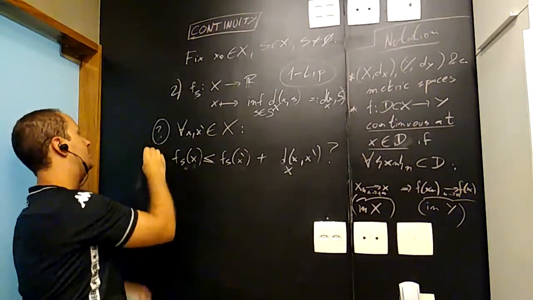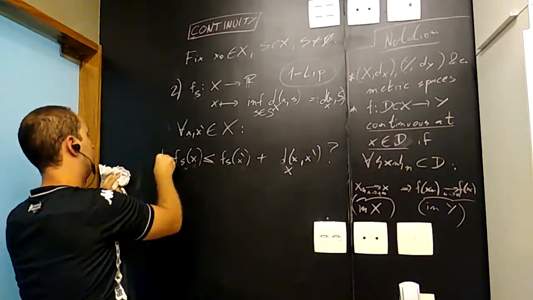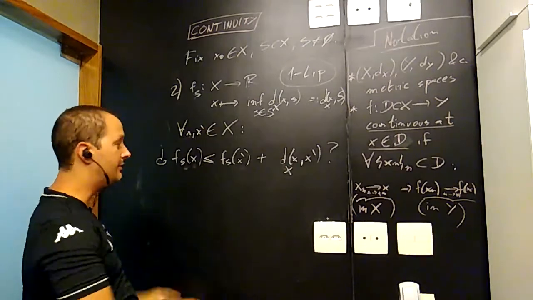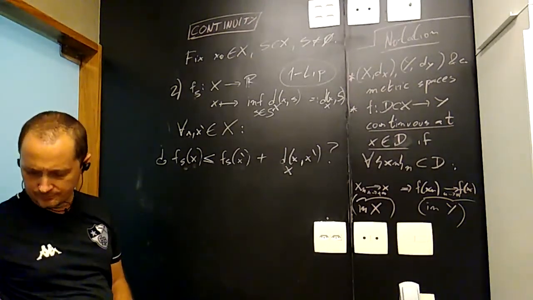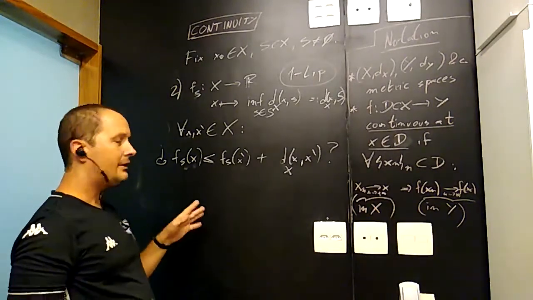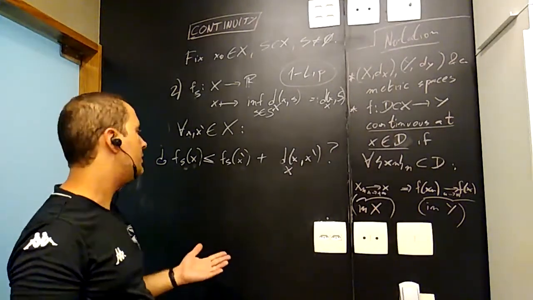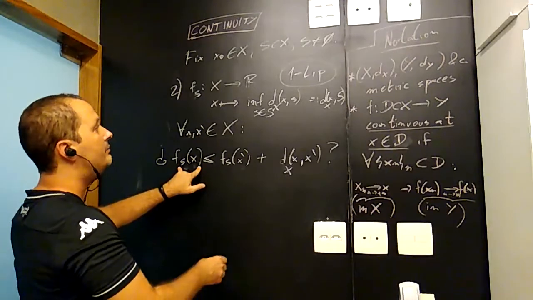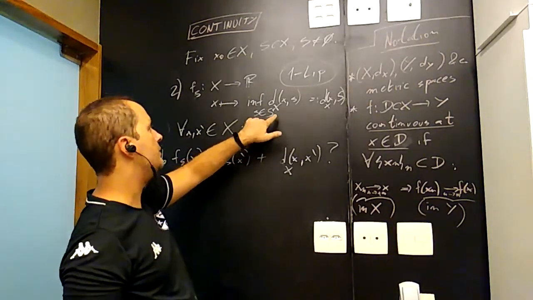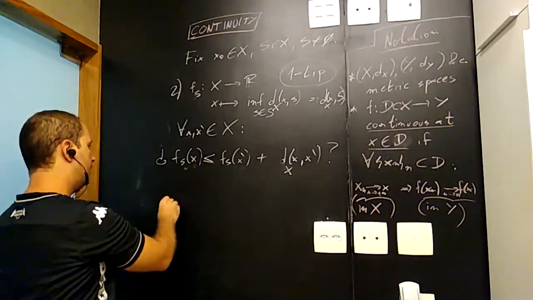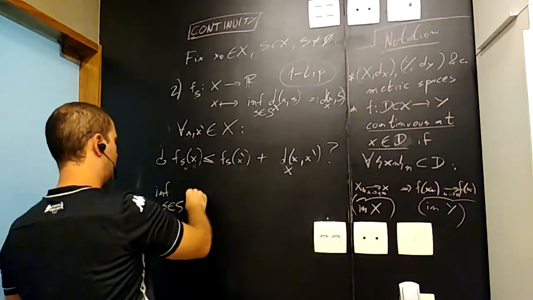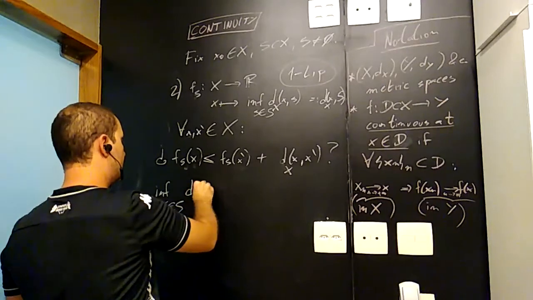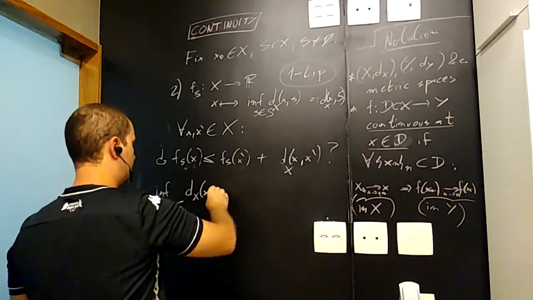Right? So this is what I want here. Let me write it like this. So this is what I want to show for any x and x prime. Okay, there are different ways of doing this. Let's rewrite what this means by definition, right? So this thing here is the infimum of little s belonging to s of d(x, s).